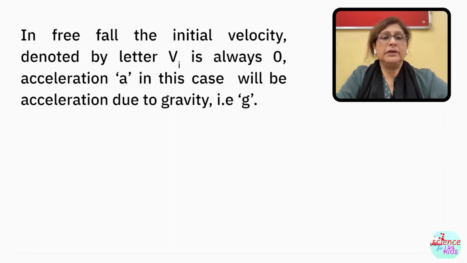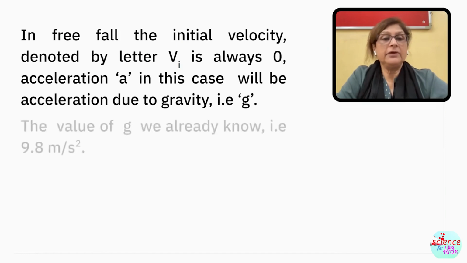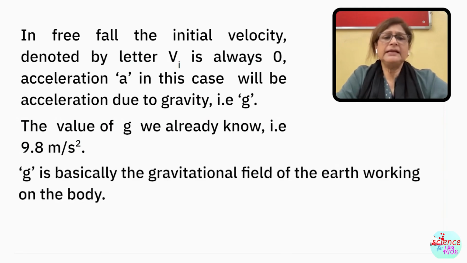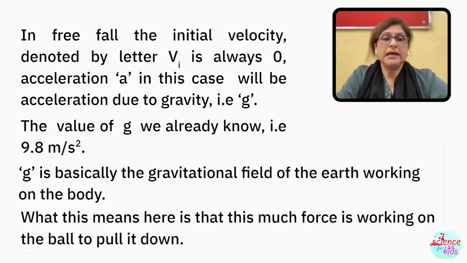In free fall, the initial velocity denoted by letter Vi is always 0. Acceleration due to gravity, a, will be g, and the value of g we already know is 9.8 meter per second squared. g is basically the gravitational field of the earth working on the body. What this means here is that this much force is working on the ball to pull it down.